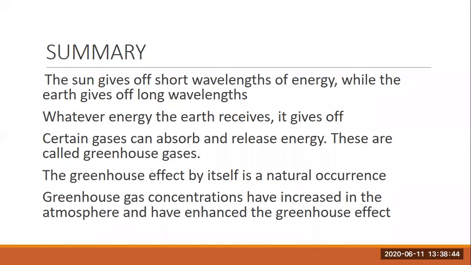So with that, I know that's a fairly quick explanation and doesn't get into a whole lot of detail. I did not want to get into a whole lot of detail, but some of the takeaways hopefully you can get from this presentation. First of all, that solar energy gives off short wavelengths while the Earth gives off longer wavelengths of energy simply because it's a cooler temperature. The other big takeaway, whatever energy the Earth receives, it gives off.